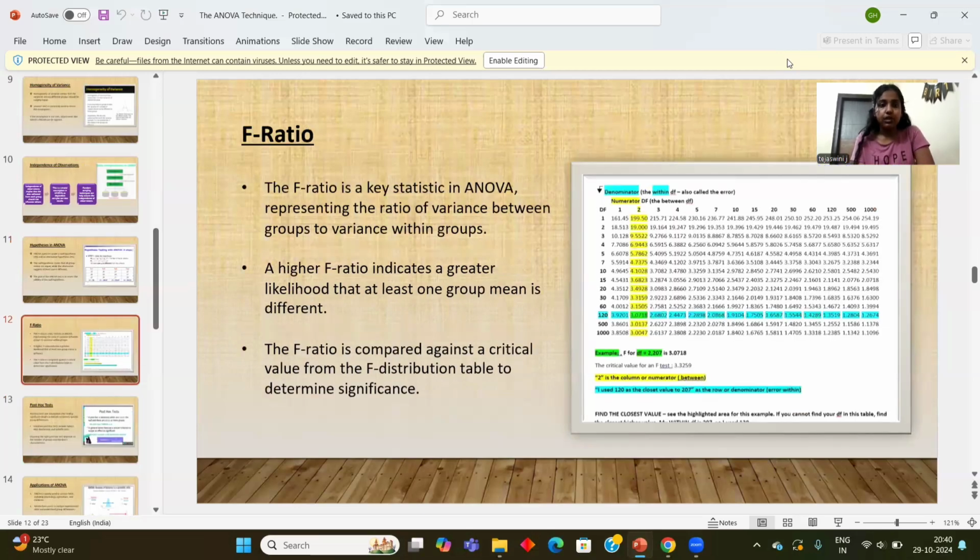The F ratio. The F ratio is a key statistic in ANOVA representing the ratio of variance between groups to variance within groups. A higher F ratio indicates a greater likelihood that at least one group mean is different. The F ratio is compared against a critical value from the F distribution table to determine its significance.